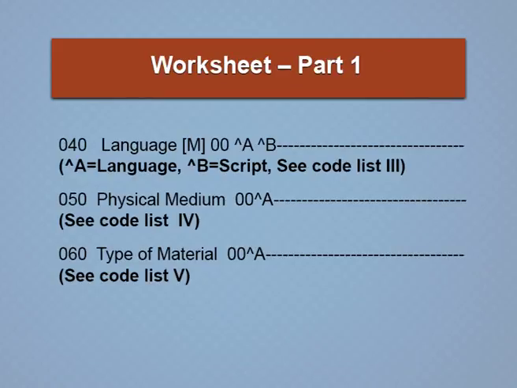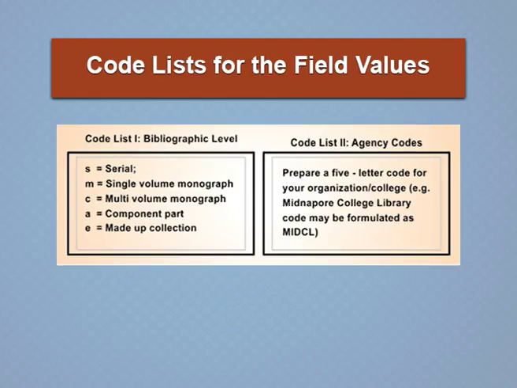Similarly, if you go back to the field 050 physical media and 060 type of materials, in both cases codes are given. 040 the bibliographical level: S is serial, M for single volume monograph, C for multi volume monograph, and so on. And as I told you, for the source of the record you need to create a 5-letter code.